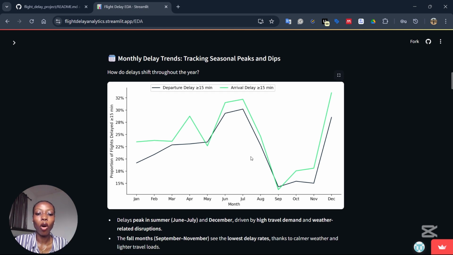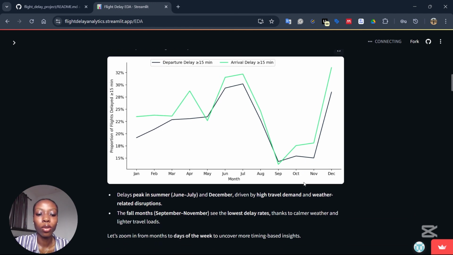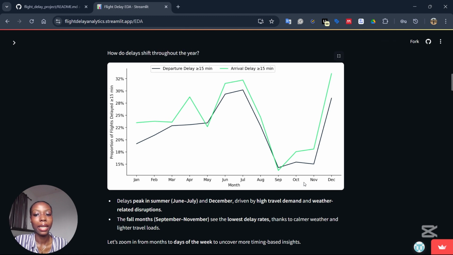Then in the months from September to November, we see delay rates at the lowest. This is thanks to calmer weather and lighter travel loads. During September and November, most people are just relaxing in their homes and there is not much traveling going on, and the weather is also much better generally. So let's zoom in from the months to days of the week to uncover more timing-based insights.